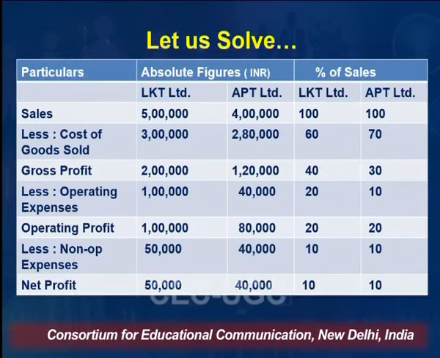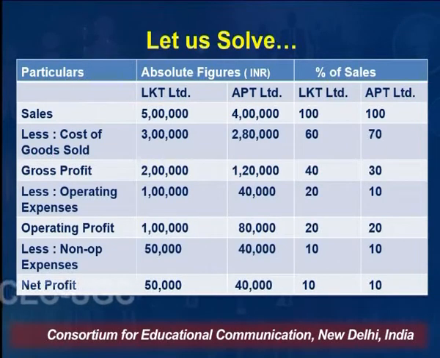And then the same process we have followed. Cost of goods sold is 3 lakh rupees for LKT Limited. If you calculate the ratio of 3 lakh to that of 5 lakh rupees sales of LKT Limited, you will find it to be 60%. Whereas if you look at the cost of goods sold of APT Limited, that is 2,80,000, and find a ratio of it with that of sales of APT Limited 4 lakh, it comes to be 70%.